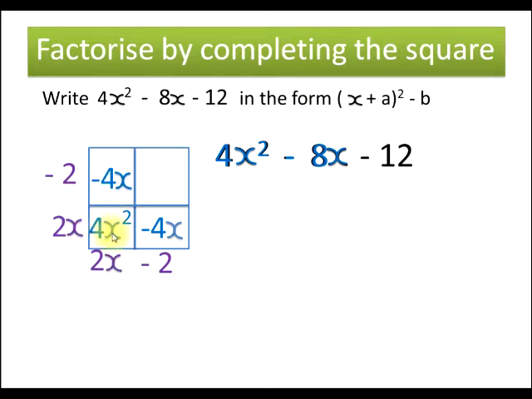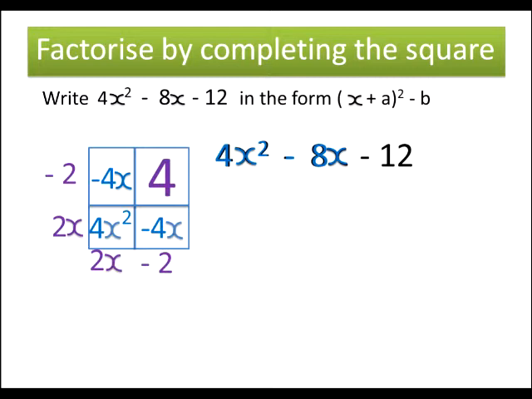Now if you're thinking, well, this could be 4x and x, yes it could, but remember this is a square, so this has to be the same as this. So this is the only option when you're completing the square. They have to be the same as each other.